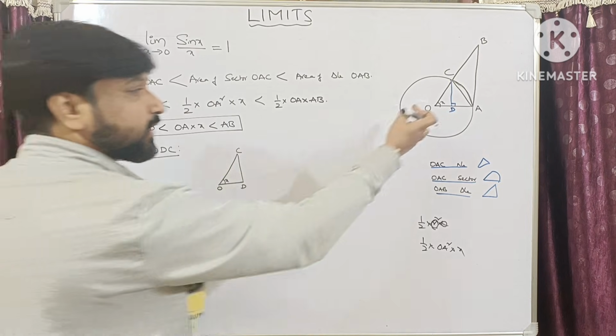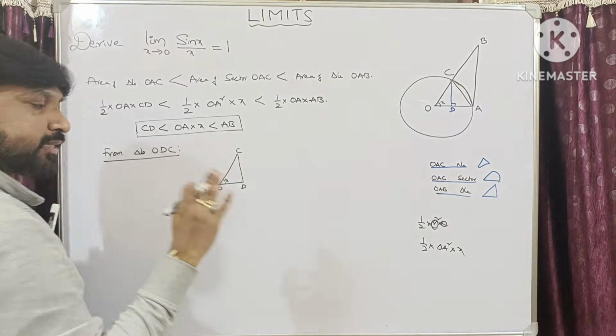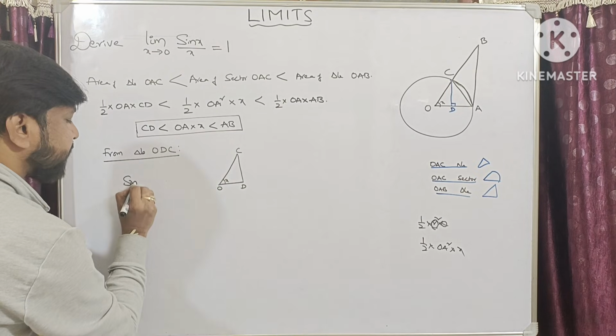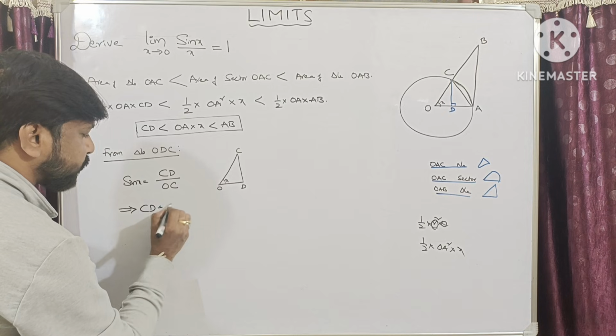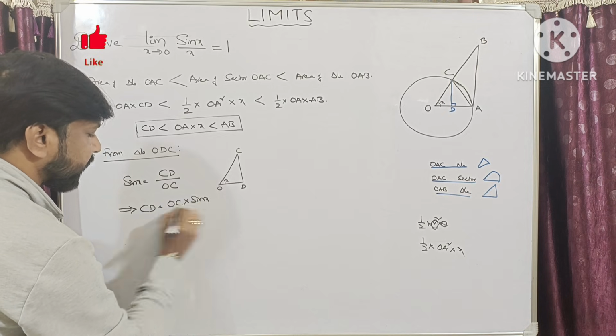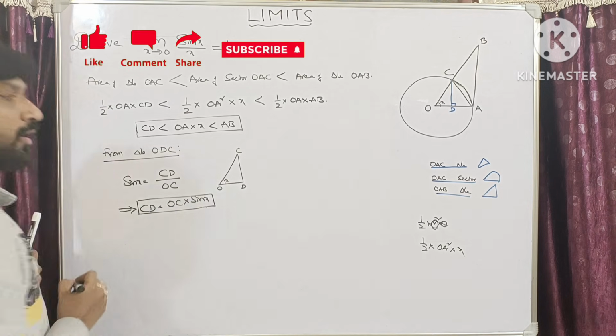What is OC? OC is nothing but the radius. That's what you can consider for sin x very clearly. So from this, sin x is equal to the opposite side CD by OC, which implies CD is equal to OC into sin x. So you are getting the CD result by using this triangle.